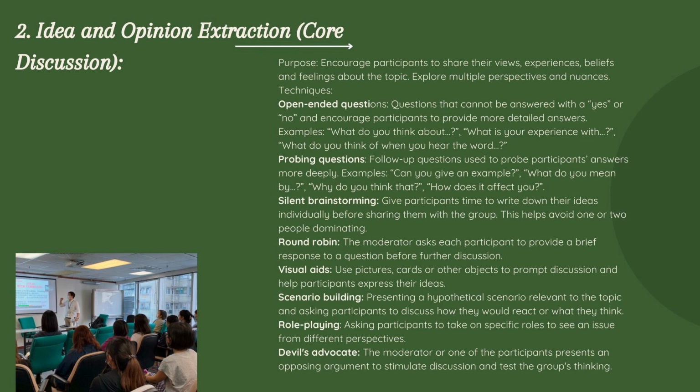Silent brainstorming. Give participants time to write down their ideas individually before sharing them with the group. This helps avoid one or two people dominating. Round robin. The moderator asks each participant to provide a brief response to a question before further discussion. Visual aids: use pictures, cards, or other objects to prompt discussion and help participants express their ideas.